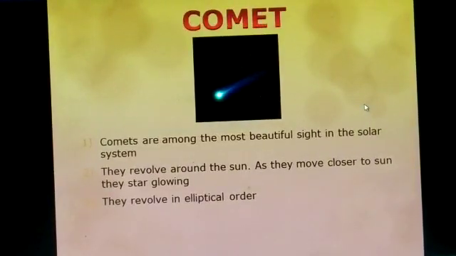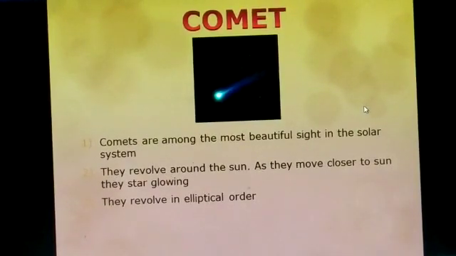The last is the comet. Comets are among the most beautiful sights in the solar system. They revolve around the sun. As they move closer to the sun, they start glowing. They revolve in elliptical orbits. That's why they shine. The best known is Halley's comet. It was named after the English astronomer Edmund Halley. It completes a revolution around the sun in 76 years. So comets start glowing when they move close to the sun.